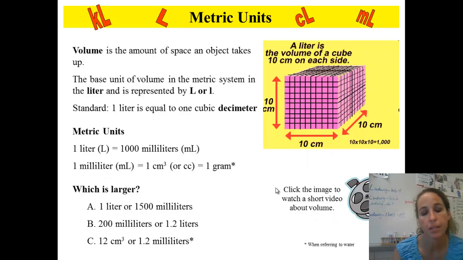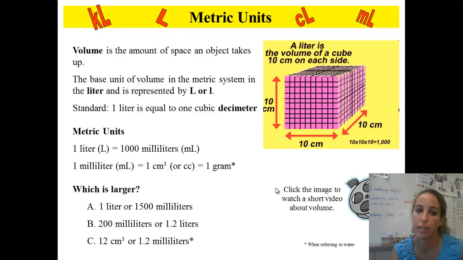Okay, so the last metric unit that we're talking about is volume. Volume is the amount of space that an object takes up. We talked about how mass is the amount of stuff in the object. Well, volume is how much space that stuff takes up. So the base unit of volume in the metric system is a liter, and we usually represent it by a capital L, although sometimes you'll see it with a lowercase l. You don't need to worry too much about the standard. That's just there for some background information for you.